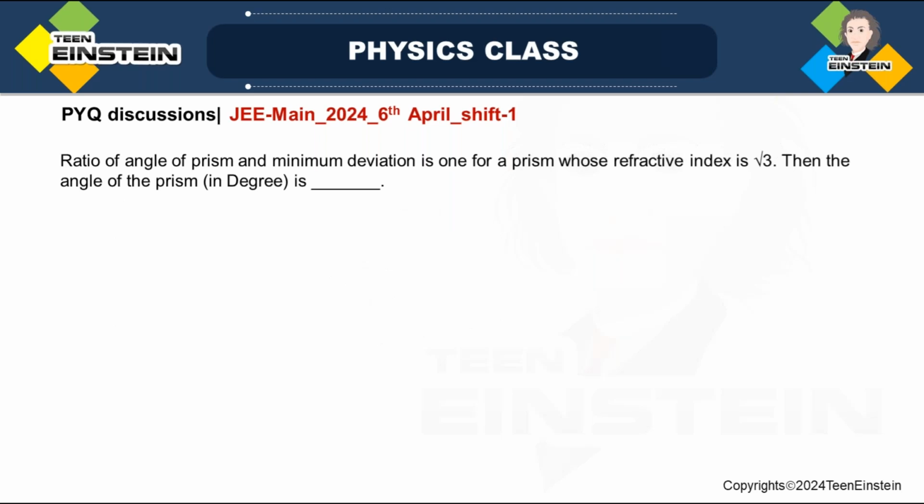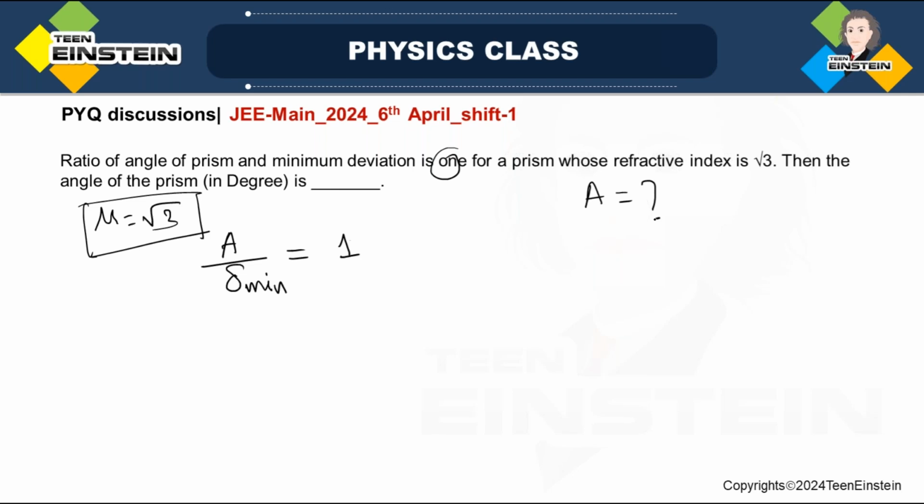Now, this question is again very interesting. The ratio of angle of prism and minimum deviation is 1, for a prism whose refractive index is root over 3. That means the angle of prism A and the minimum angle of deviation have a ratio of 1. And for that particular prism, the refractive index is root over 3. The question is, what will be the value of A, the angle of the prism? This is also a very simple question.